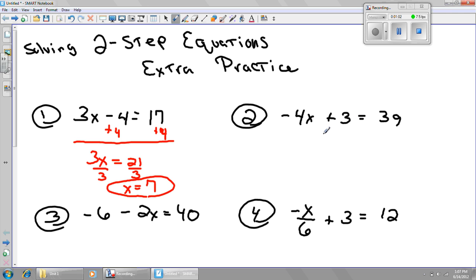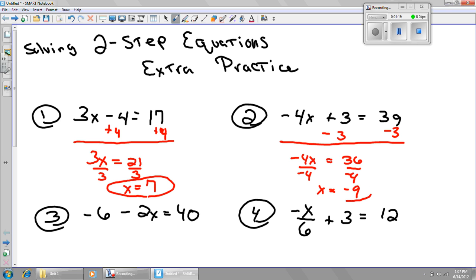All right, problem number 2. I need to subtract 3 from each side first. I'll end up with a negative 4x equaling 36. Divide each side by negative 4. X will equal negative 9.